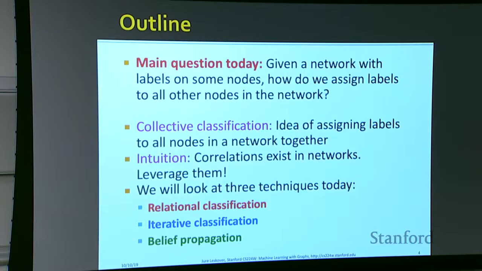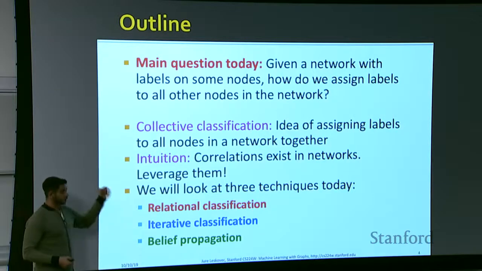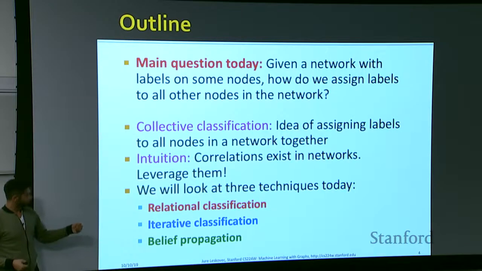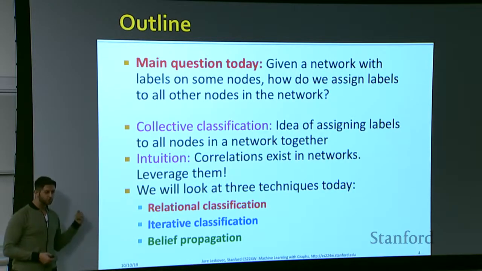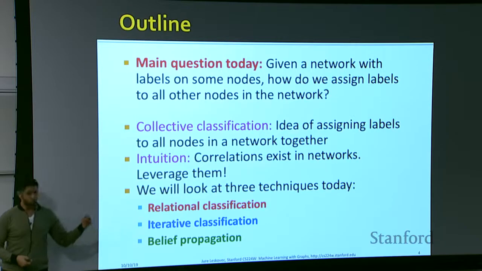Now, what is the intuition? Why should this work? Again, think about any classic machine learning problem. You need some kind of inductive bias. You need somewhere to get information that will allow you to do this prediction. Likely, in networks, a lot of correlations exist, okay? And basically what we're going to be doing throughout this whole lecture is leveraging those correlations.